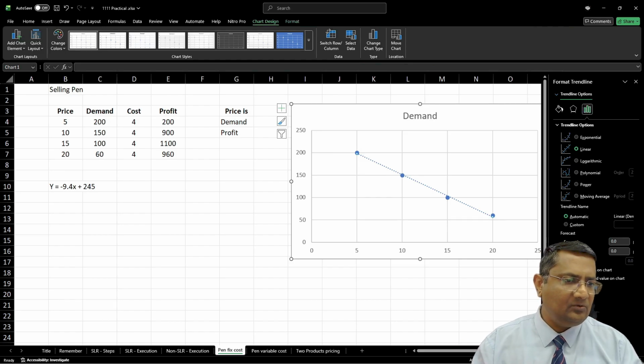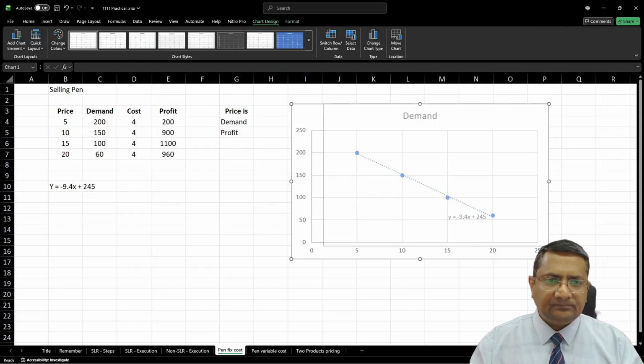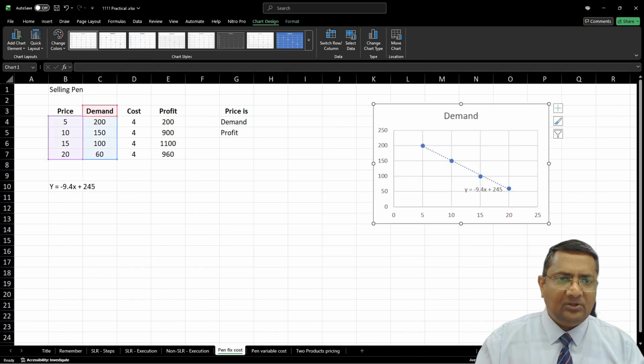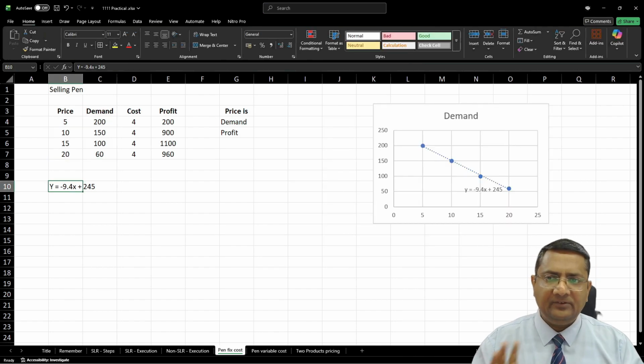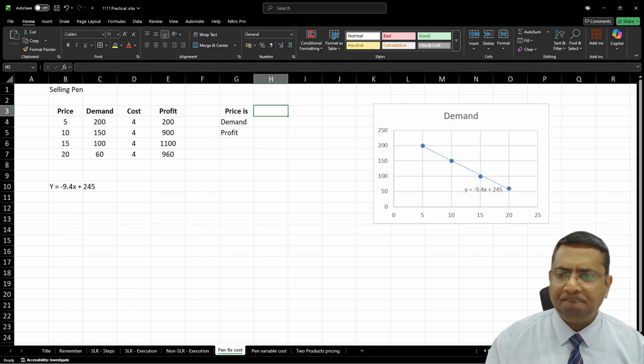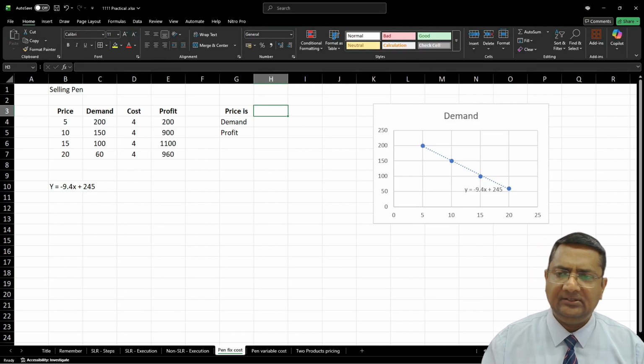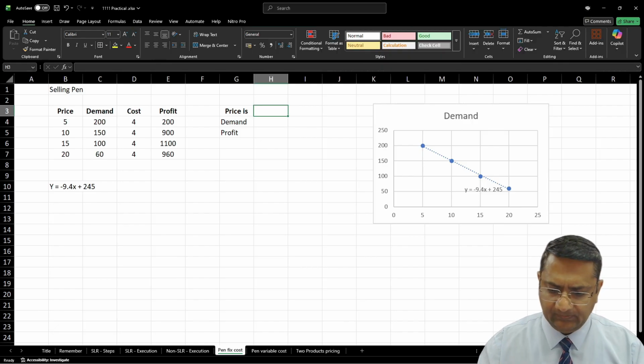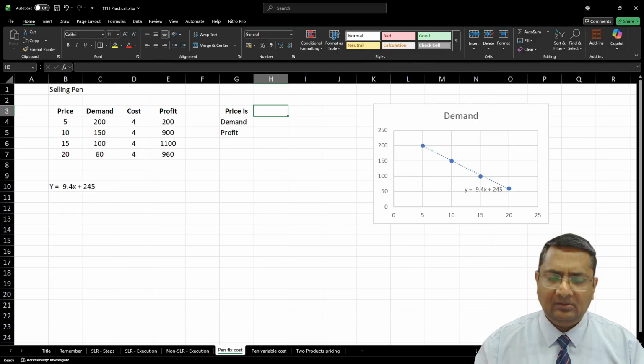So no problem, we just need to have the equation on the chart. We got the equation here. Close this. We will make it small. Okay, now see, I have written the equation already here. Now what next? Next step is just to assume any price. Say the price is 4 rupees, or any price. Let's say the price is 6.